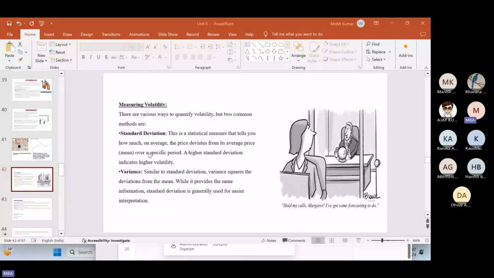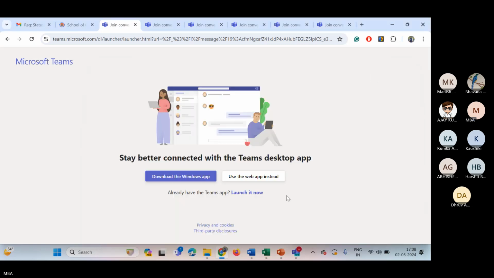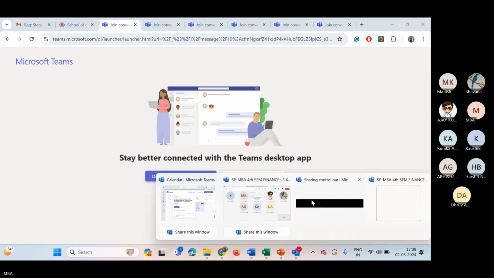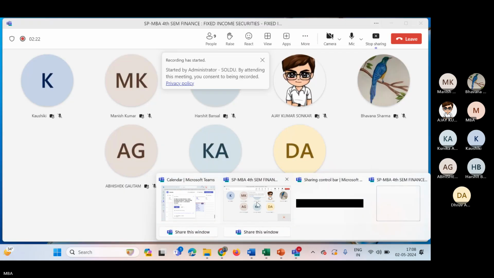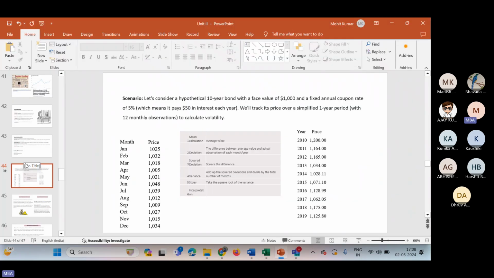Yes, sir. Yeah. So we discussed how to measure this volatility through standard deviation and variance, and I showed you this. We discussed this question also, where we solved how to do this historical volatility measure of bond price on a monthly basis and annual basis.